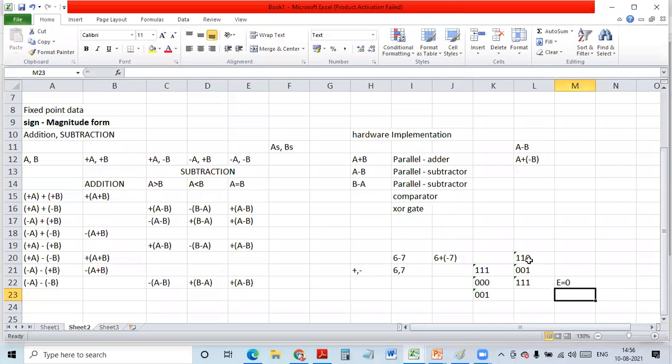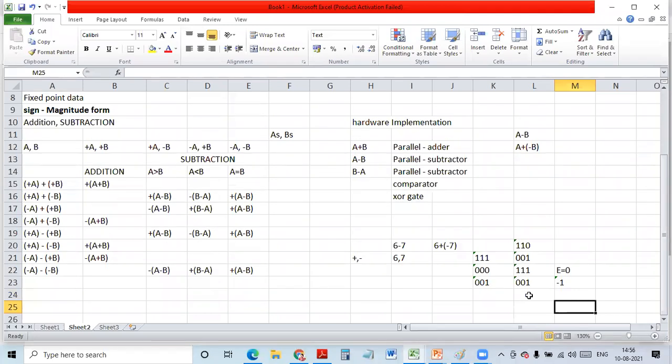To get the correct value, I have to take the 2's complement of this value. The 1's complement is all zeros and 1, and I have to add 1 to it, so I get 0, 0, 1. The magnitude is 1, and I need to put a minus sign because I have complemented my data. So minus 1 is the result, right?